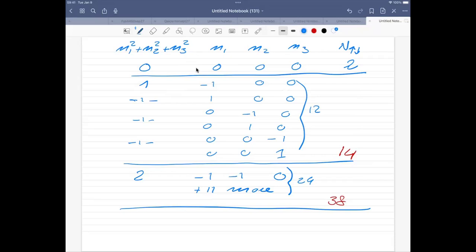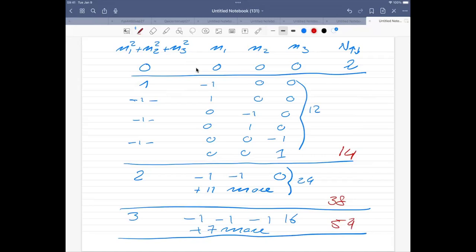Then if you do the counting for 3, you can fill in an additional 16. You're going to get 8 combinations: -1, -1, and -1, plus 7 more. So with 16 more particles, we reach a new so-called magic number, which is 54. And this continues until we have an infinite number of particles.